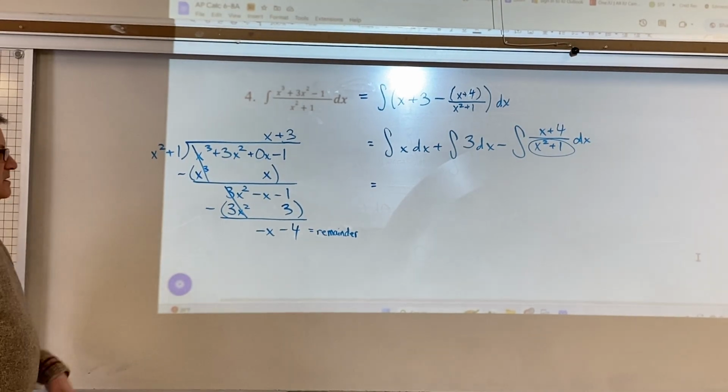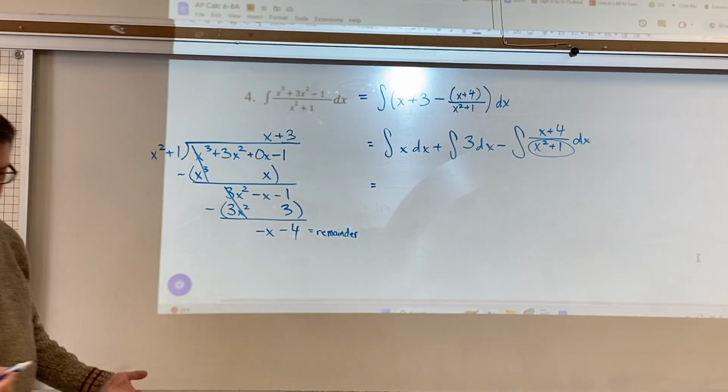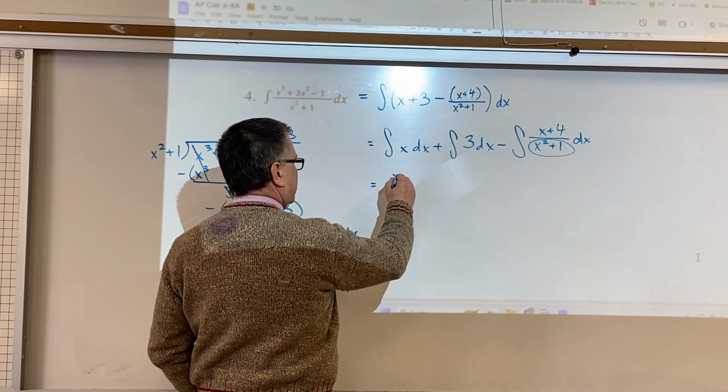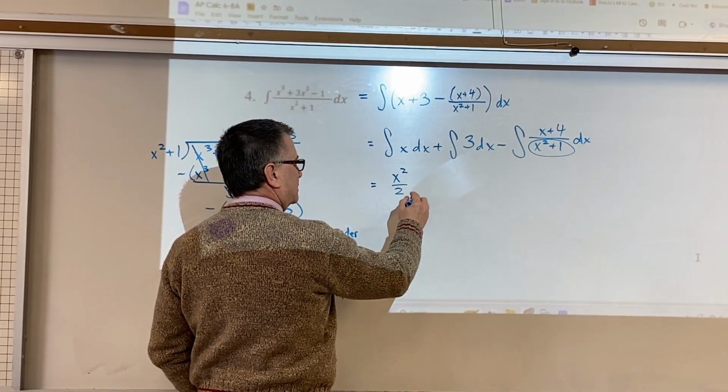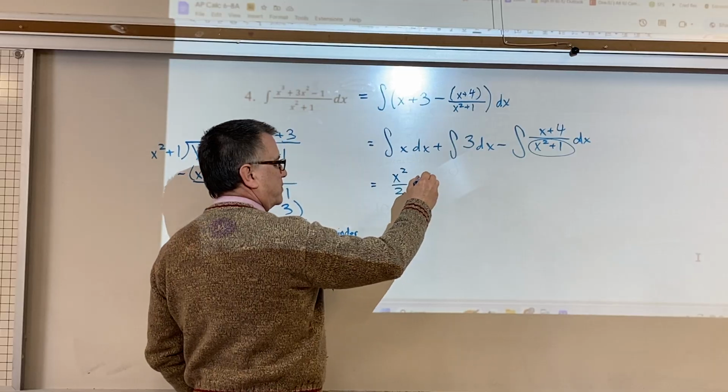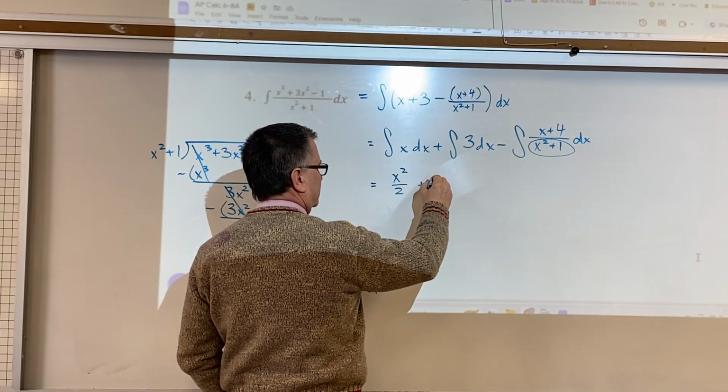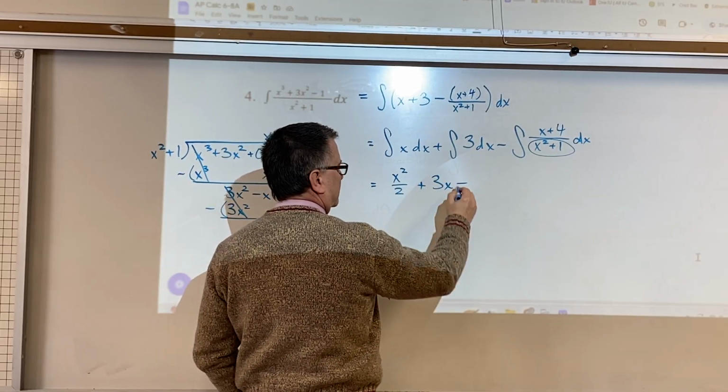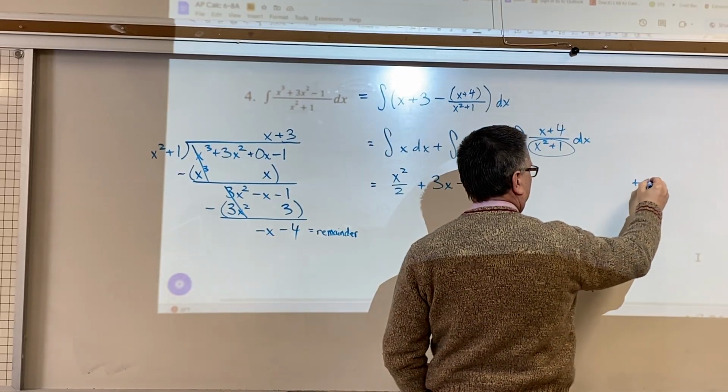And then I just... Hey, this is pretty easy right here. This is just x squared over 2, right? And that's 3x to the 1 over 1, 3x. Then I got that. And then I'm going to have this.